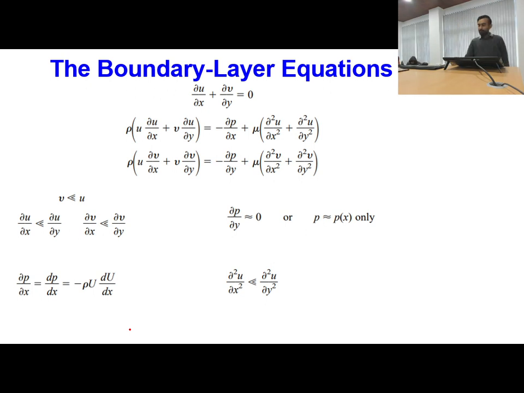Typically, whenever we analyze boundary layer flows, if I talk simply about flow over a flat plate, we will have infinite width. So it means the flow can be approximated to a two-dimensional situation.